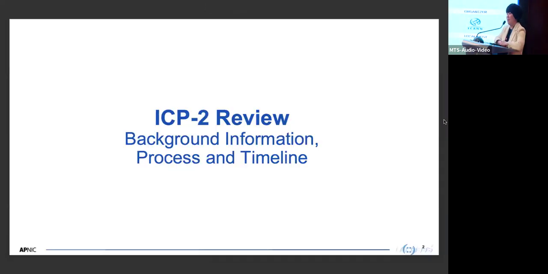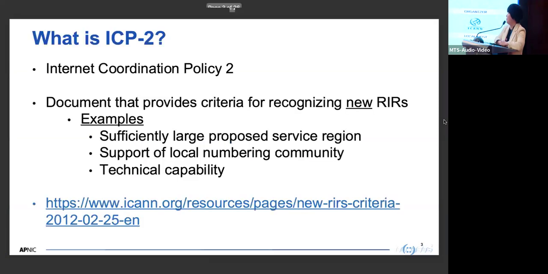So today we're going to talk about the ICP2 review. Next slide. And essentially what it refers to is the Internet Coordination Policy 2. There is ICP1 and ICP3, etc., but they are talking about different things altogether. ICP2 is itself its own document. It was put together in 2001, and what it does is provide criteria for recognizing new RIRs at that point in time. Next slide.